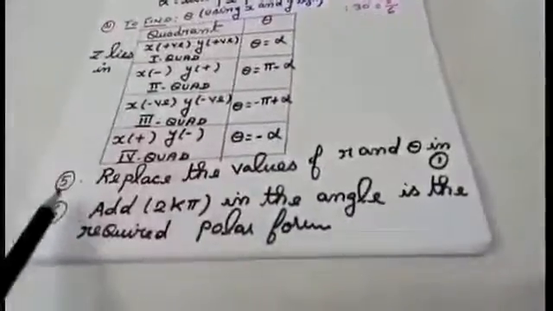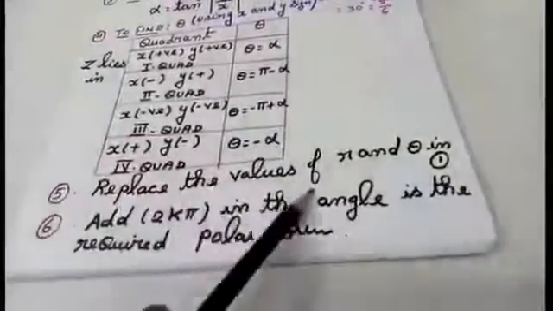Next, I am going to replace the values of r and theta. So what is the thing I told you, students? I am going to find r and theta. In between r and theta, I am finding alpha.